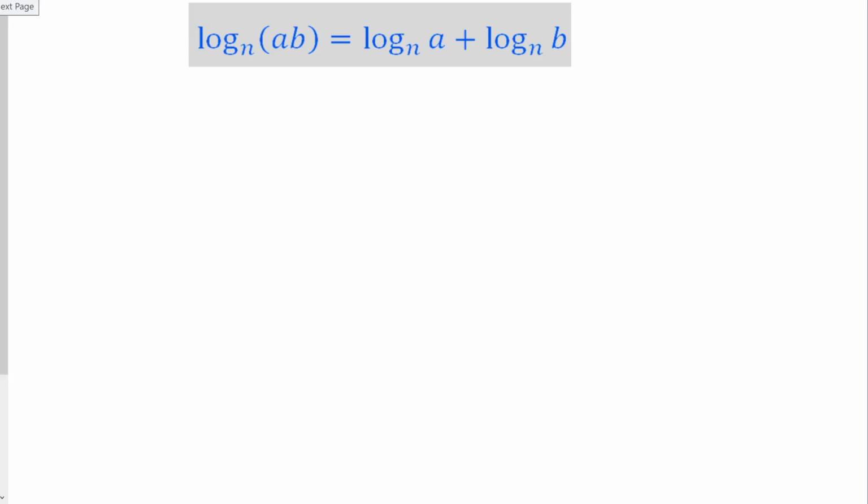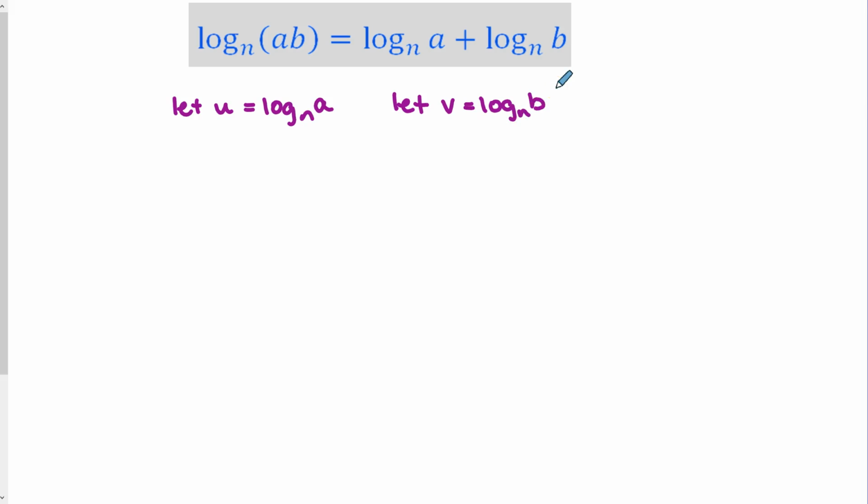In this video, I'm going to show you the algebraic proofs of the logarithm properties that you learned in today's lesson. So let's prove the product property. I'm going to say let u equal log base n of a and let v equal log base n of b.